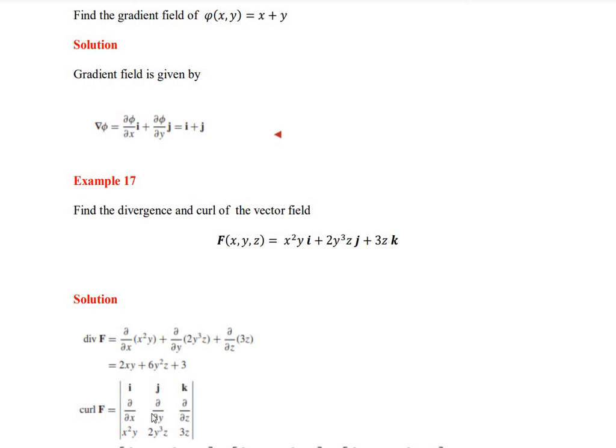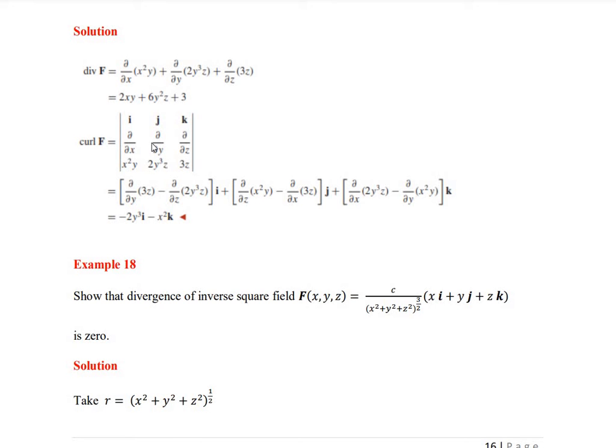Curl is this determinant i j k, dou by dou x, dou by dou y, dou by dou z, f g h. These are f g h. So when we evaluate this determinant, you will get the answer as minus 2y cube i cap minus x square k cap. Next question is, show that the divergence of the inverse square field, vector f of x, y, z is equal to c by x square plus y square plus z square the whole raised to 3 by 2 into x i cap plus y j cap plus z k cap, is 0.